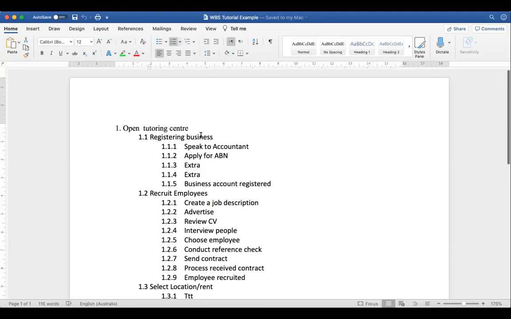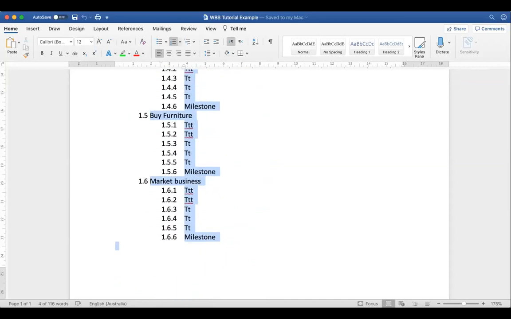And then we said, okay, we're going to register a business. What do we need to do to register a business? Yes, sir. We need to speak to an accountant, apply for an ABN, and so on. And then at the end, I said, business account registered. What did I say business account registered is? It's a milestone. So all of this, what is that called?